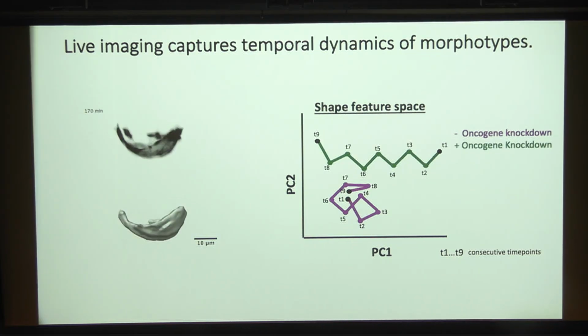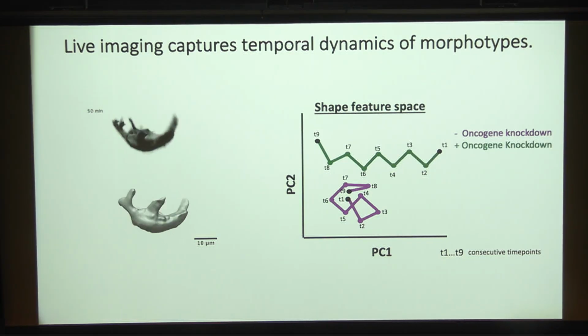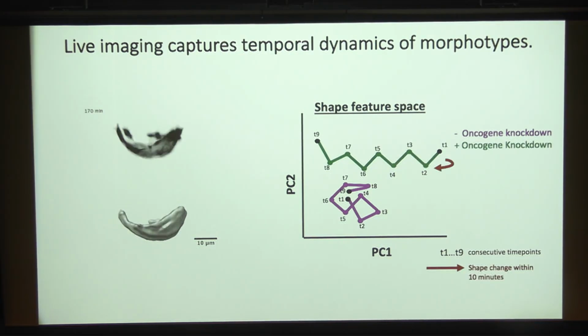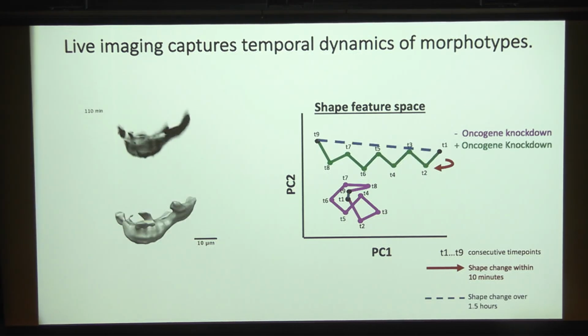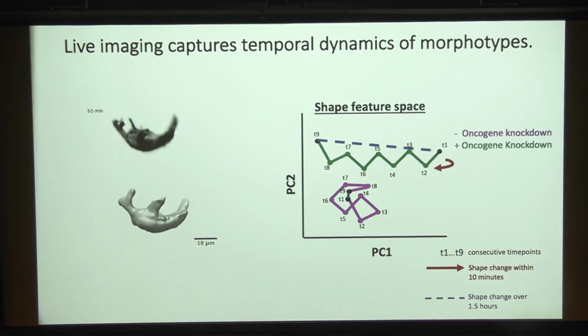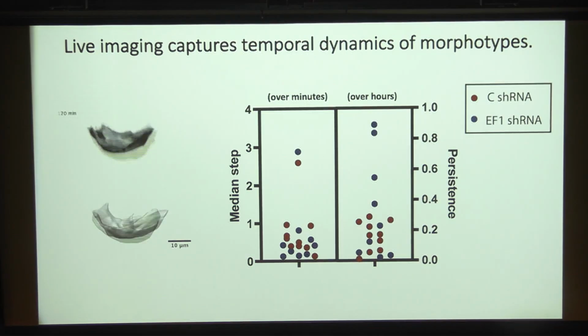And what's unique to the system also is that we can apply live imaging and analysis of dynamics of morphological changes over different time scales, right? We can look at the time scale of minutes, how shape changes within 10 minutes, but also how consistently a shape might change on the scale of hours. And there are actually differences at these different time scales.